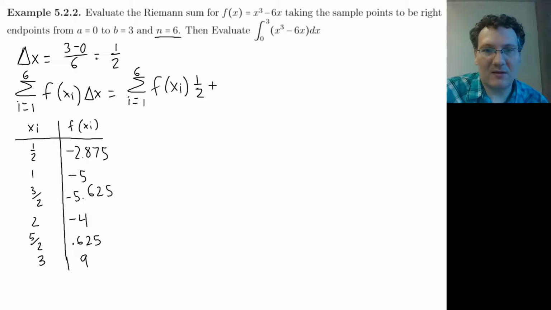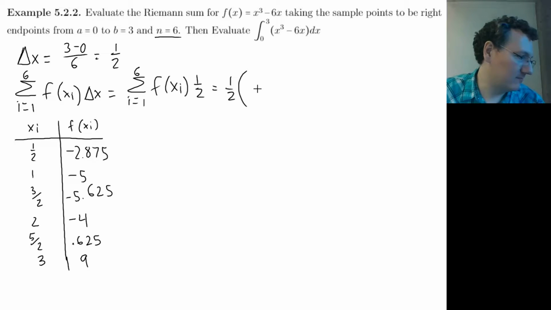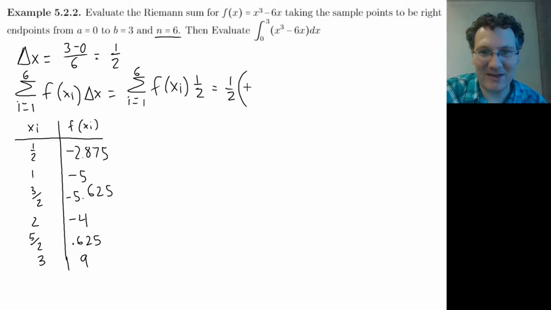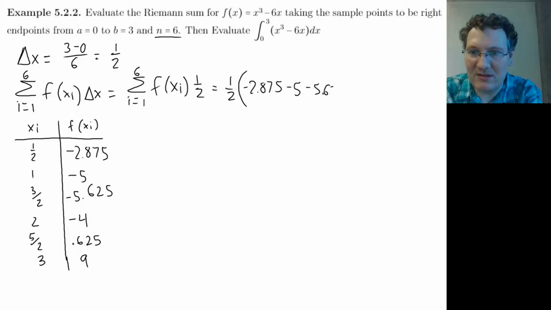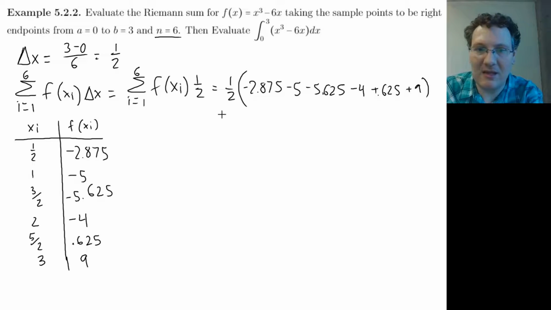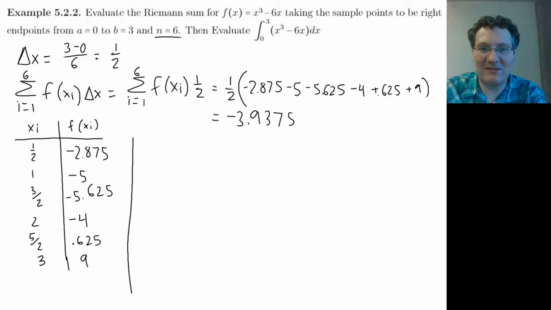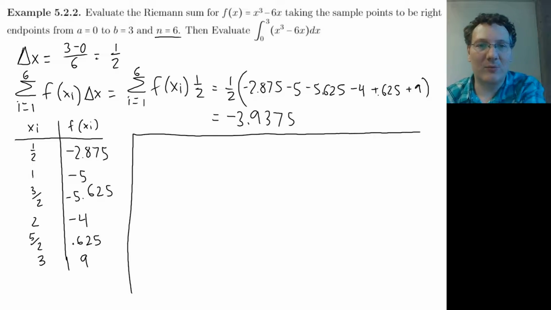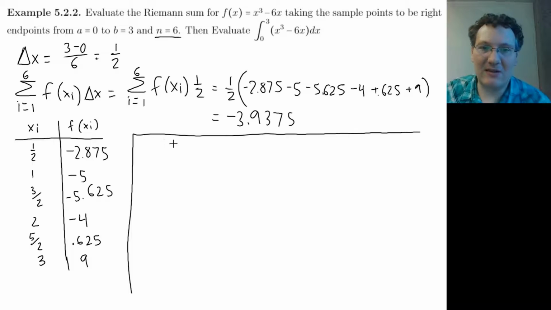And so what this is going to give us is 1/2 times the sum of these. If you add these all up, it's 1/2 times negative 2.875 minus 5 minus 5.625 minus 4 plus 0.625 and then plus 9. And if you evaluate this, you're going to get negative 3.9375. Okay, so this would be the Riemann sum with 6 intervals. And so now let's look at the limit.